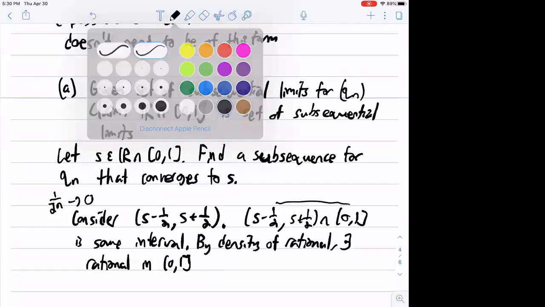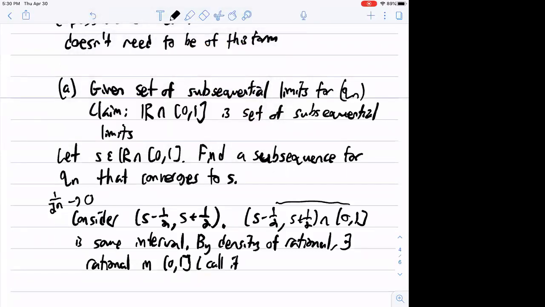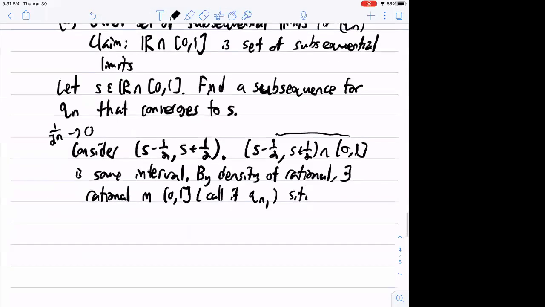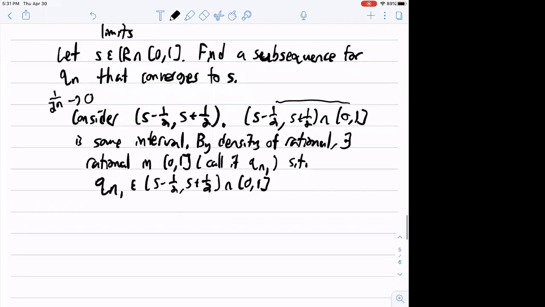Call it Qn1 such that Qn1 is in, you know, this interval, right? So hopefully you see the next step, right? This will be like the first term of my subsequence.